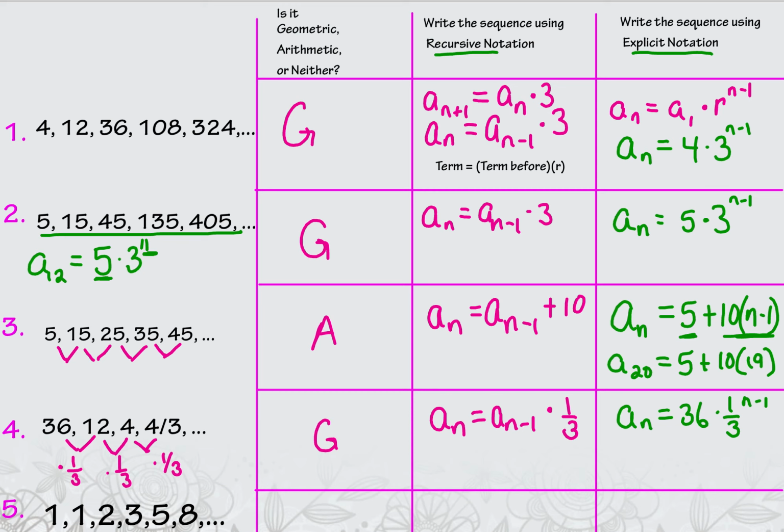All right, and this last one, you might have guessed by now. This one is a neither. Because 1 times 1 gets me 1, but 1 times 1 wouldn't get me 2, so geometric's gone, and 1 plus 0 would get me 1, but plus 0 again wouldn't work there. So we don't have to know the recursive or the explicit for this one.